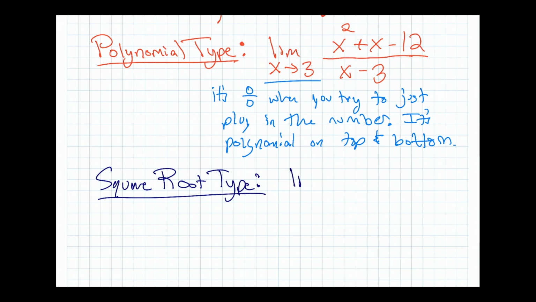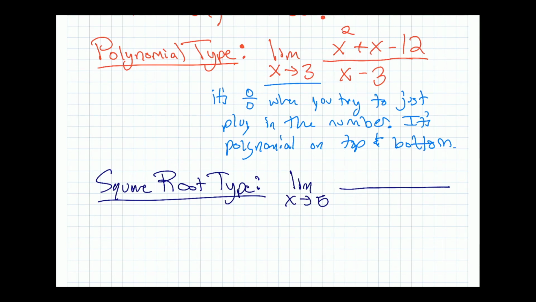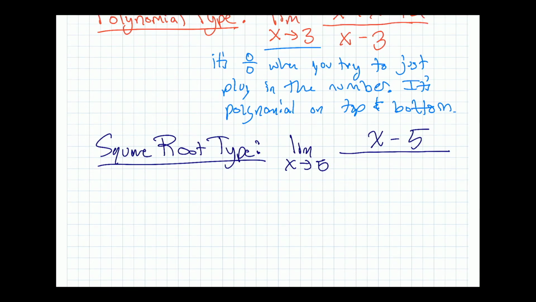Okay, here's an example of one. So top is going to be 0 if you plug in a 5. And then on the bottom, I need something else that comes up 0 and just has a square root in it somewhere. So lots of ways I could do this. Here's one way. I think I did it. All right, so how does this work out?